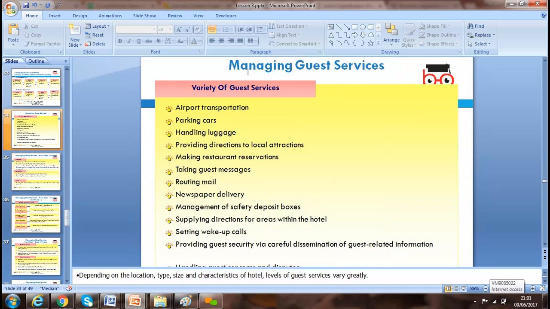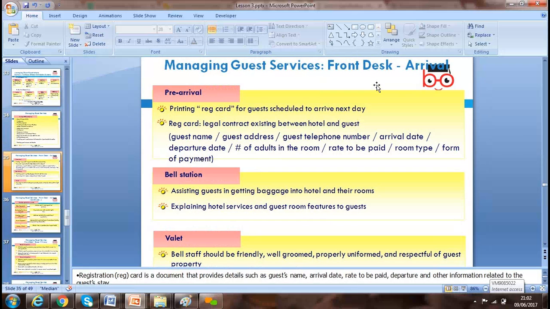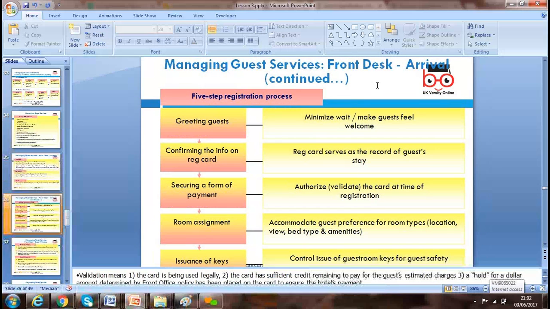One of our learning outcomes is that we need to look at managing guest services. There is a variety of guest services we can offer, and we can manage airport transportation, parking, and handling luggage. Also making restaurant reservations, guest charges, routine mail, newspaper delivery, and management of safety deposit boxes. All these need to be managed for good customer service. Pre-arrival, bell station, we need to assist guests and handle guest departure. Then the 5-step registration process: greeting guests, confirming information, registration cards, securing a form of payment, room assignment, and issuing of keys. All of these need to be properly managed in our operation.